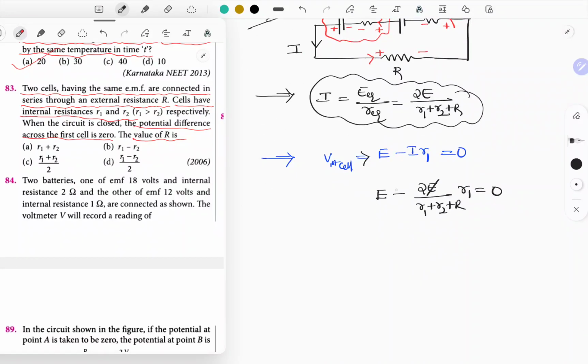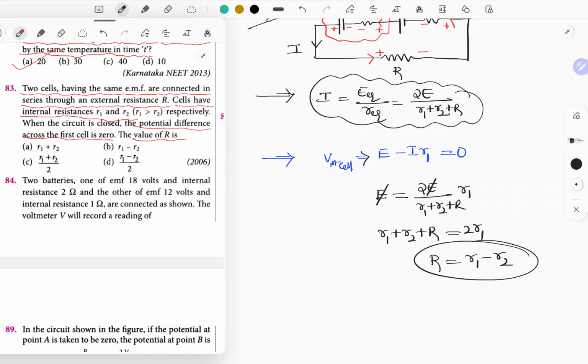So E will get cancelled out, right? Because you just send any one of these to the right side, then it is going to be written like this. This E will get cancelled out. Then it's going to be R1 plus R2 plus capital R is equal to 2 times R1. Then R is equal to, sending this R1 to the right side, R1 minus R2.